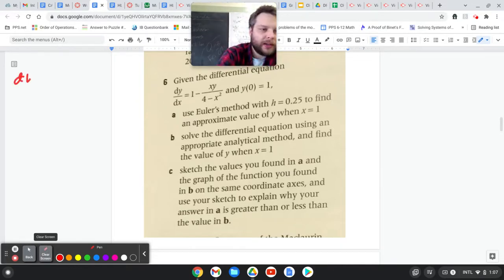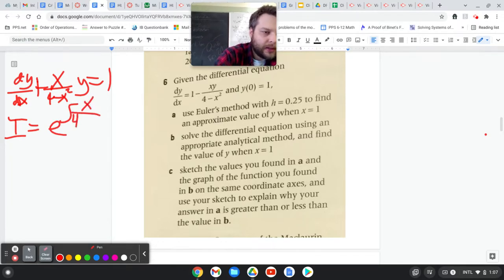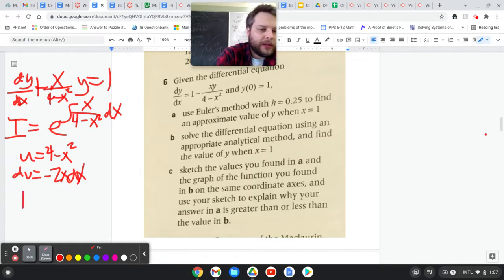When I rewrite the differential equation, dy dx plus x over 4 minus x squared y equals 1, you should recognize this is a linear equation. So you're going to multiply by the integrating factor e to the integral of x over 4 minus x squared dx, which is a u substitution. 4 minus x squared, du is negative 2x dx. And so our integrating factor becomes e to the negative 1/2 integral of 1 over u du.